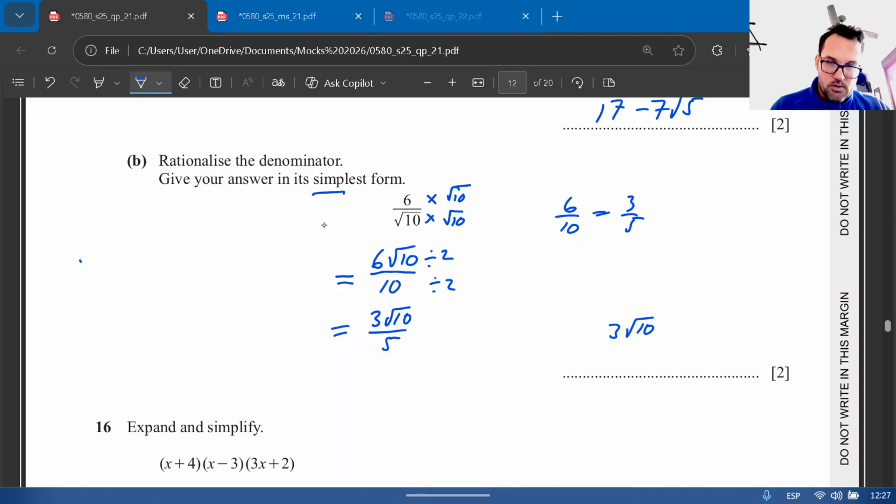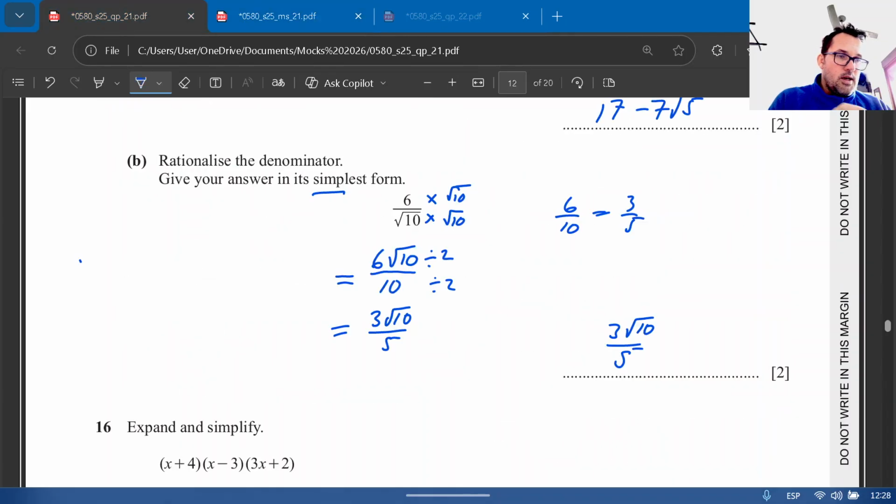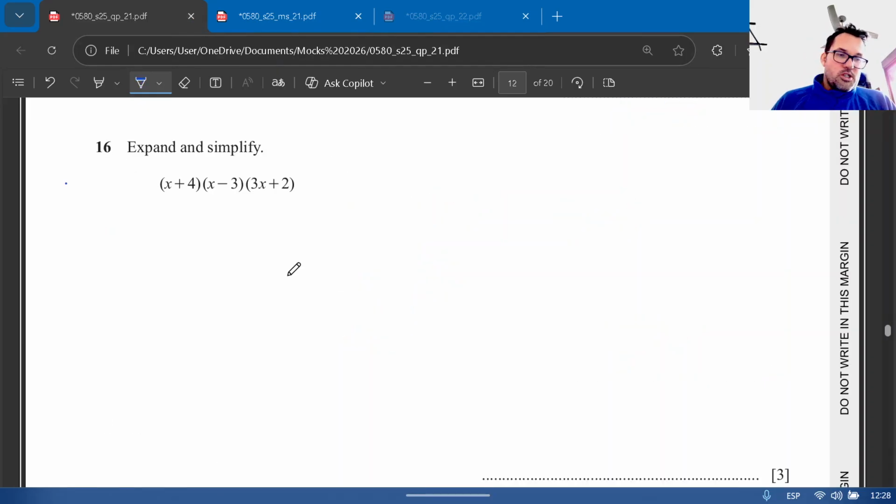3 square root 10 over 5. Get correct answer only. Okay. So you get 1. Basically, if you multiply by square root 10 over square root 10, 1 mark. Final answer, 1 mark. Question 16.